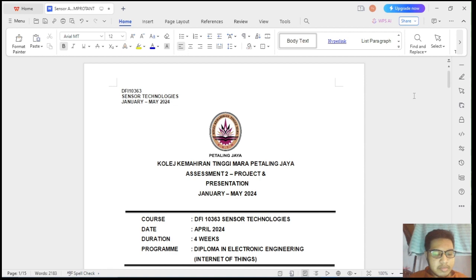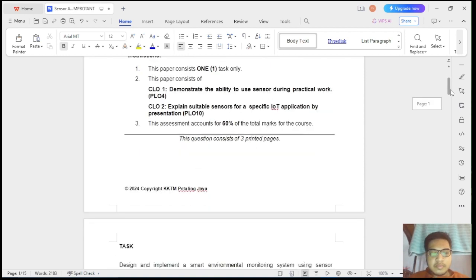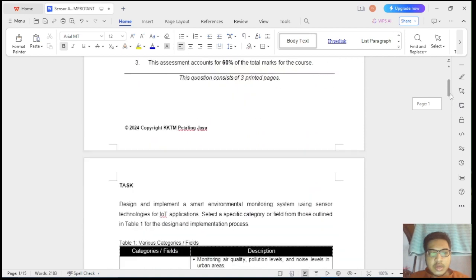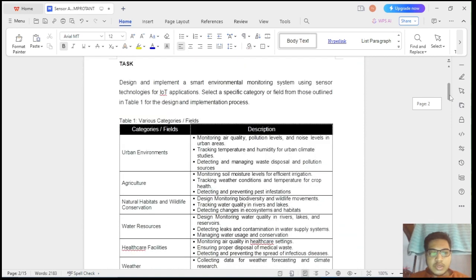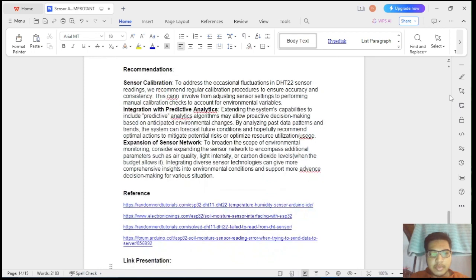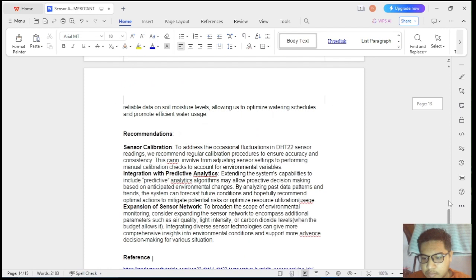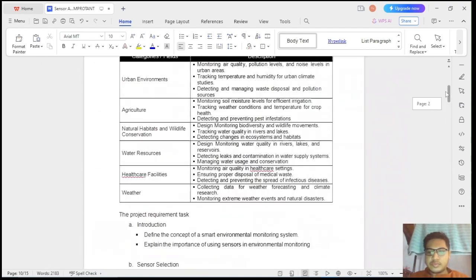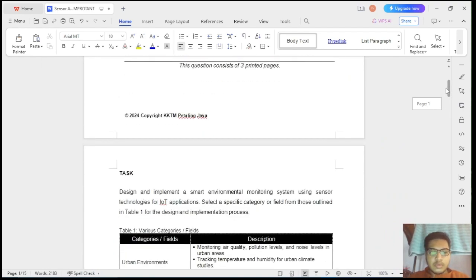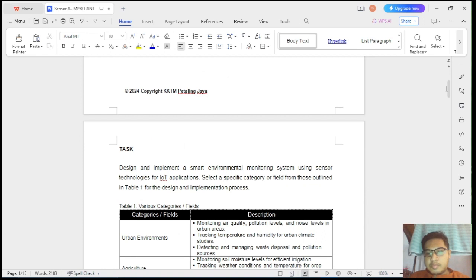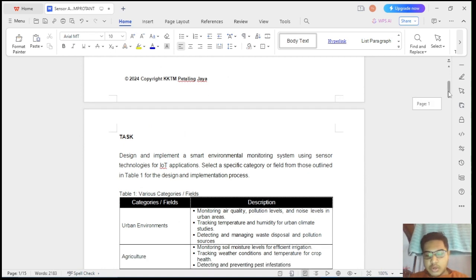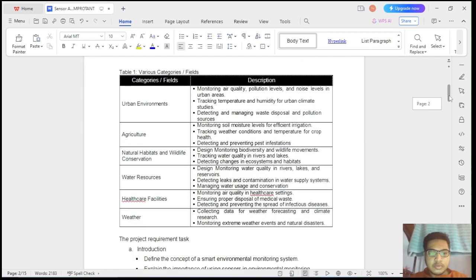First, this is my former paper. This is the task that I have to do: design, implement, ship. You guys can pause to read it yourself, but I'm going to scroll it quickly.